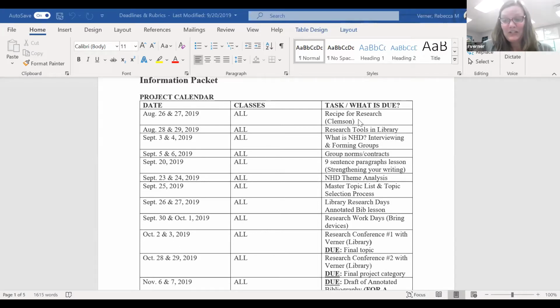We don't even mention NHD at that point. And then you can see we go to the library and have a lesson on what are research tools, the databases that are available, that are peer reviewed. How do you find those databases? What kinds of information can you find there? We don't actually mention National History Day until September. What is it? That's when I will use the National History Day resources, the introduction to what it is.